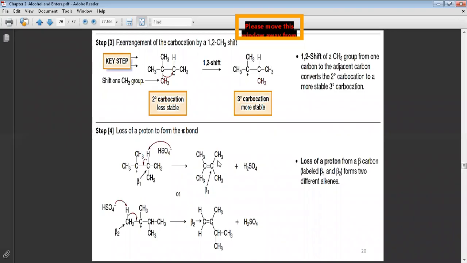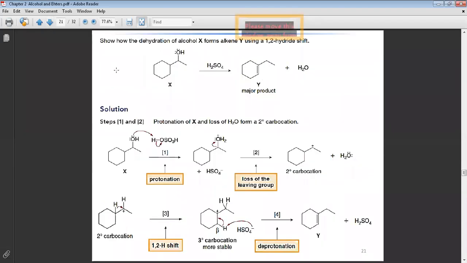Why? More substituted alkene. This is the more substituted alkene, and this is the less substituted alkene. Okay, so this is the major one, this is the minor one. Is that clear? Clear.